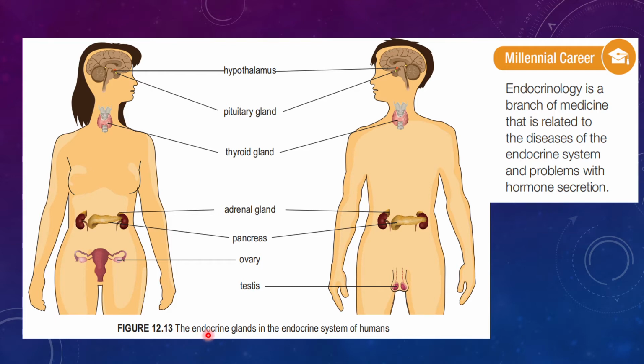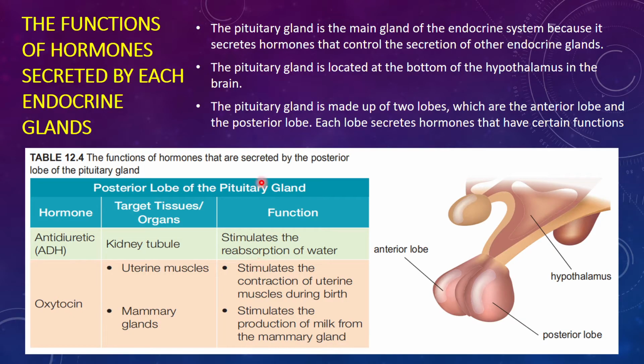So let's look at this picture. This picture shows the endocrine glands in the endocrine system of humans, and that is this hypothalamus. This is part of the brain, which is below the thalamus, and we have the master gland, which is the pituitary gland, that is going to affect the other glands. So even the pancreas, ovary, and testes are endocrine glands of the body.